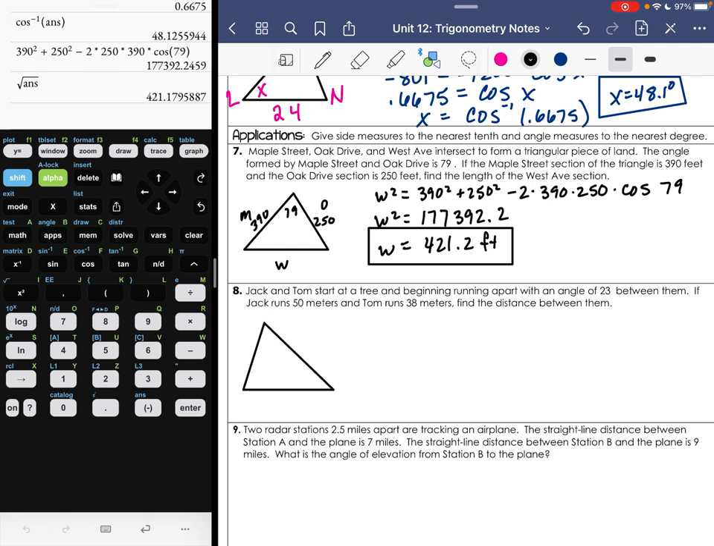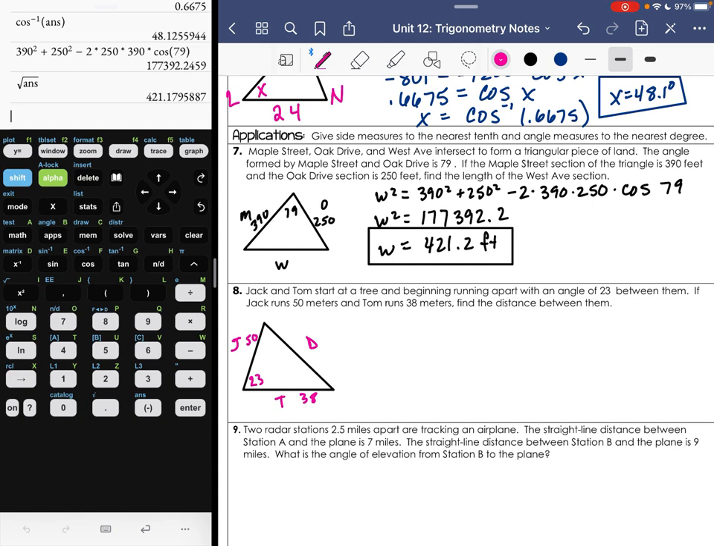Okay, that's a little better. So we've got Jack running here, Tom running here, and then this is the distance apart they are at the end. So we know that when they start running, they're running 23 degrees away from each other. We know that Jack runs 50 meters and Tom runs 38 meters. So we need to find that distance between them when they stop running.